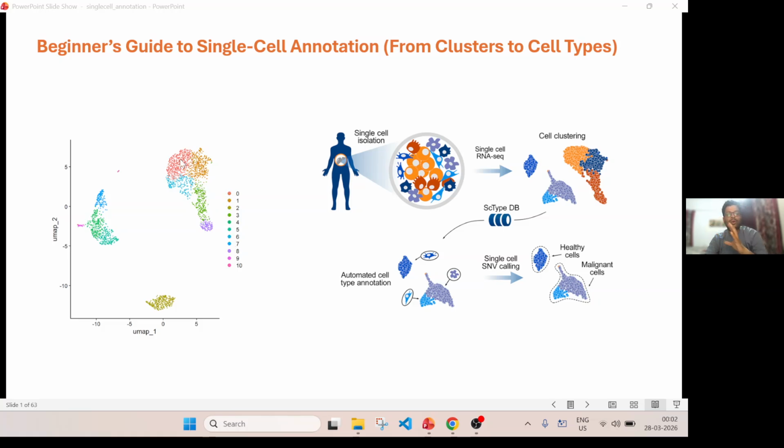So we know that okay, this is cluster 0, 1, 2, 3, 4 like that, but we don't know what they are. So that's what the next stage of the Seurat pipeline, or any single cell data analysis pipeline, is: single cell annotation. And it is one of the most complex steps because we have to annotate it, right?